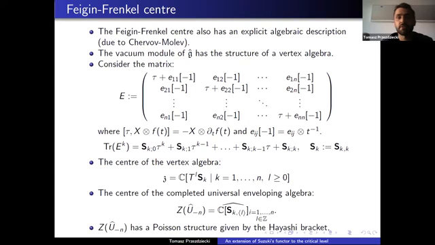But this Feigin-Frenkel center in fact also admits a very nice explicit algebraic description due to Chervov and Molev. So if we consider the vacuum module for affine GL_N, it can be endowed with the structure of a vertex algebra. And then the center can be described in terms of Fourier coefficients associated to vertex operators. There are some explicit generators, and this description is not so different from something that is much more familiar, namely the description of the center of the universal enveloping algebra in the finite semisimple case.